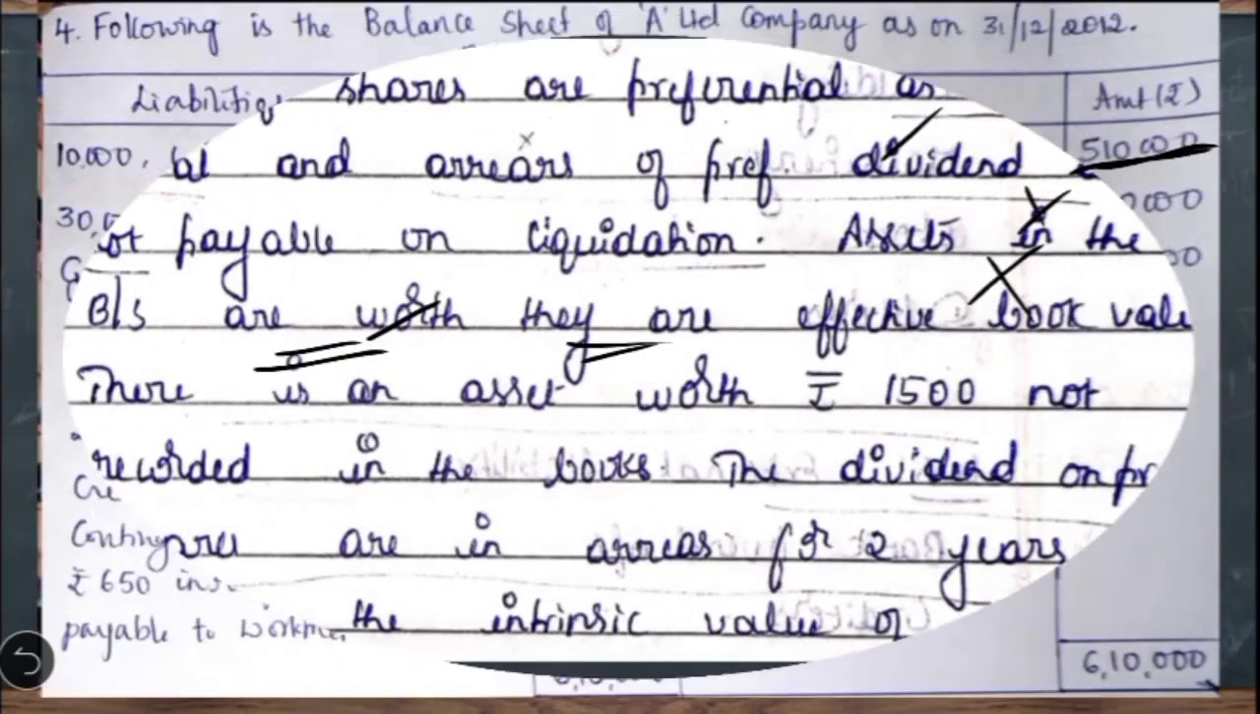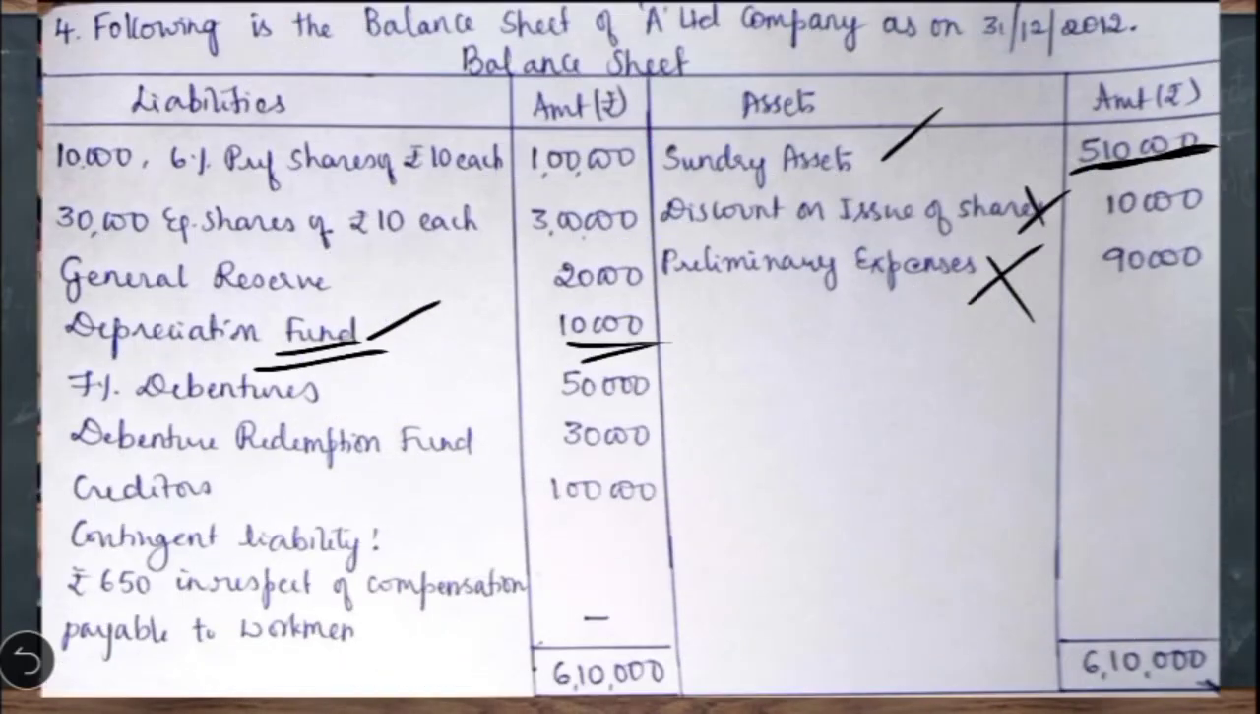From this we are going to deduct the various external liabilities. On the liability side, first they have given preference share capital, it is not a liability. Equity share capital, not a liability. General reserve, not a liability. Depreciation fund is with regard to sundry asset, which is adjusted. Then 7% debentures, yes, it is a liability. Then debenture redemption fund, it is not a liability, it is a fund or a reserve created out of accumulation of profit.